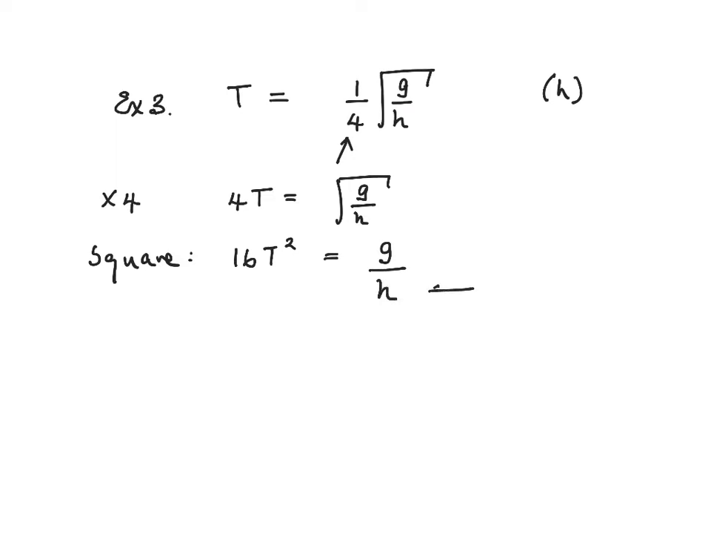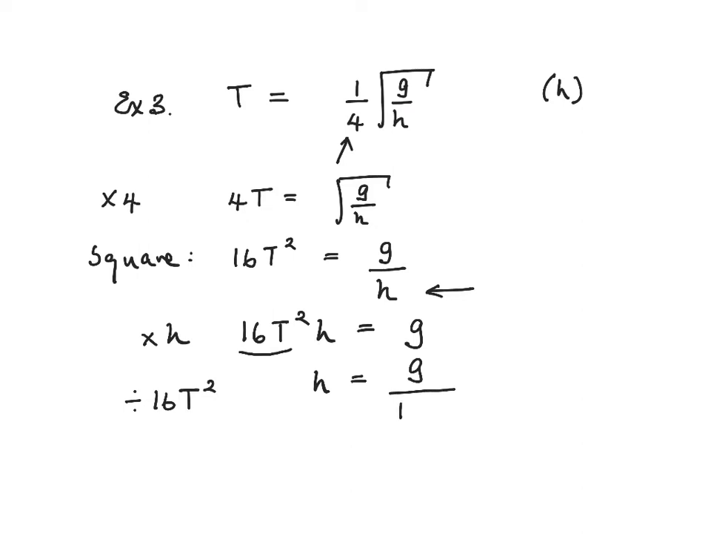Now, that's what we want to be the subject. So I think what we need to do is to get rid of the fraction again. We've got a dividing h, so let's multiply by h. That gives us 16t squared h equals g. And we need to get rid of this here, which is multiplying. So we'll divide by 16t squared, and h then is g over 16t squared.